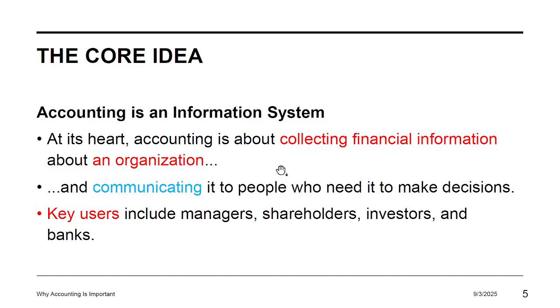As a start, accounting is an information system. It's about collecting financial information about an organization and communicating it to the people who need it to make decisions. These key users include the managers of an organization, the shareholders of a corporation, like the investors in Apple or Amazon. They want to know about the financial information of this company. And we also have to think about the bank, the one that gives the money for the company to invest or borrow, right?